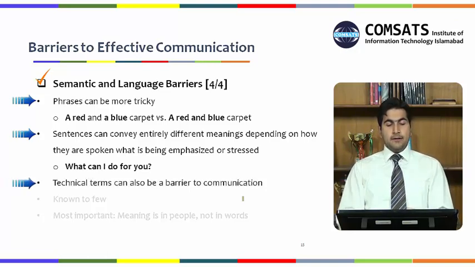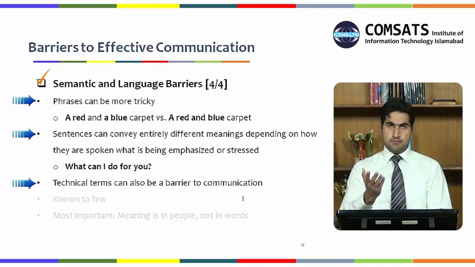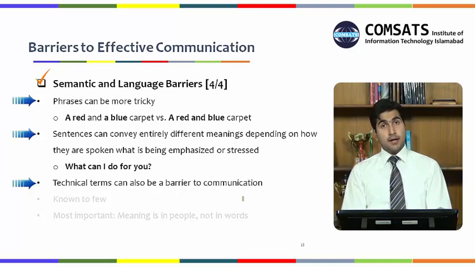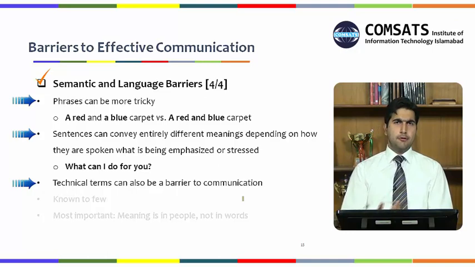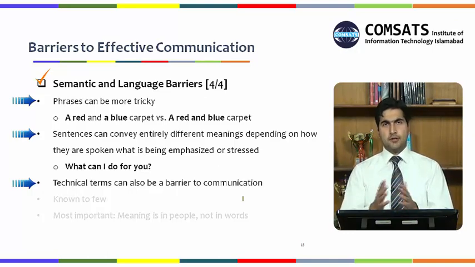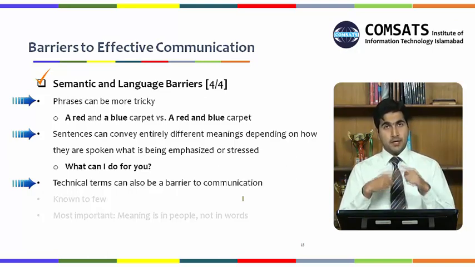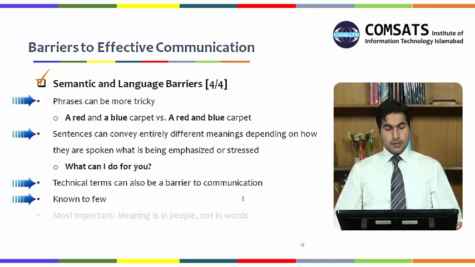Then there are technical terms which can also become a barrier to communication. Just think of the example of high-tech, low-tech and lay audiences. If there is a high-tech audience, of course it'll be okay to share technical terms, they know them. But with a lay audience, if you start using technical terms, now you know what is going to happen. You're creating a barrier, because these terms are known to few.